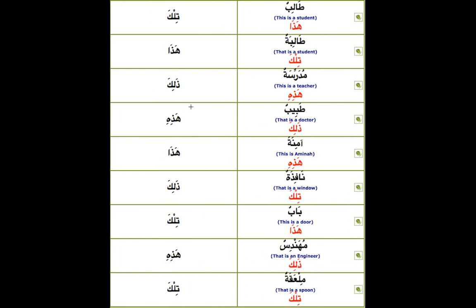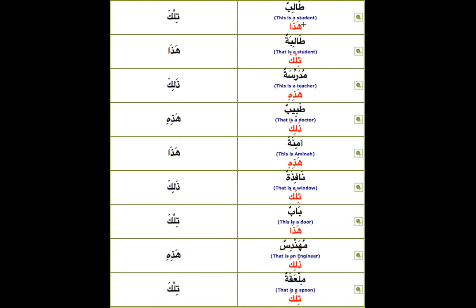So that is the use of the demonstrative pronouns hada, hadihi, dhalika, tilka. As I said before, what we have done is we have a demonstrative pronoun, for example here hada talibun. So we have a demonstrative pronoun and an indefinite noun, and it is a complete sentence. If we say this is a student, it's a complete sentence.